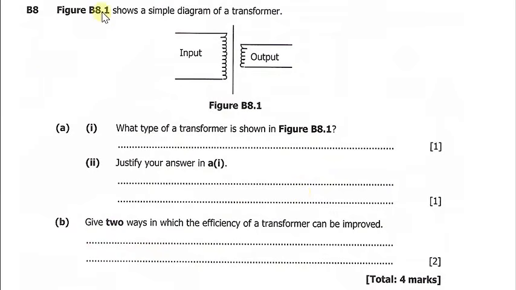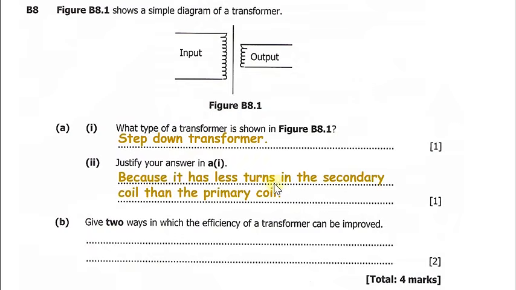Question B8 says figure B8.1 shows a simple diagram of a transformer. So this is a transformer, input, output. A1 says what type of transformer is shown in figure B8.1. Okay, this type of transformer, where you have more coils on the primary coil and fewer coils on the secondary coil, is called a step down transformer. So this one is a step down transformer. Justify your answer. The reason is the one I've said, that it has fewer turns in the secondary coil than the primary coil.